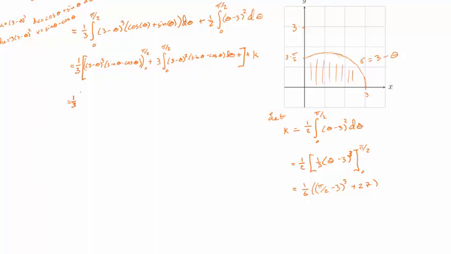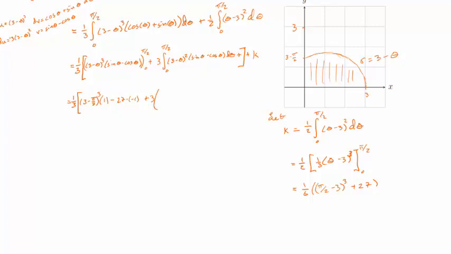1/3 times 3 minus pi over 2 cubed. Sine of pi over 2 is 1, minus 0 is 1, minus, plug in 0, we get 3 cubed is 27, times sine of 0 is 0, minus cosine of 0 is 1, is negative 1, plus 3 times. And then we get to do by parts again.